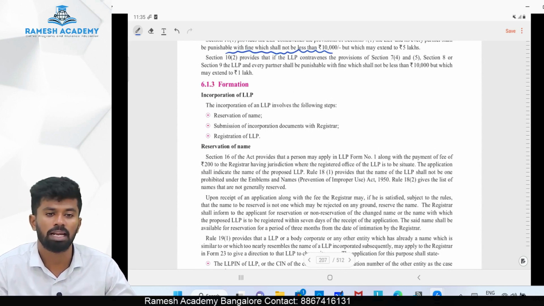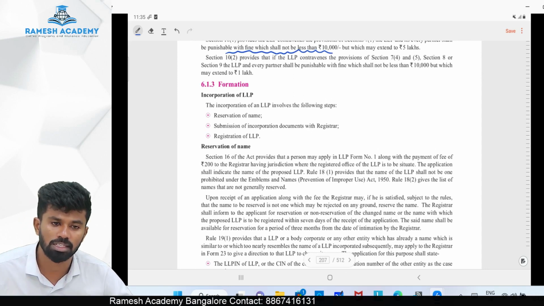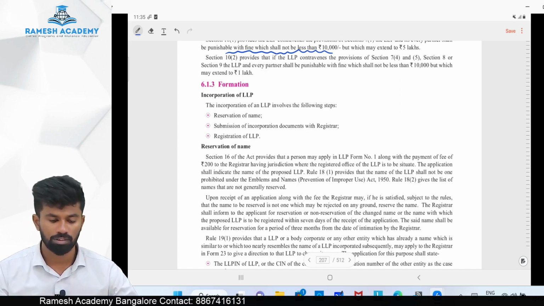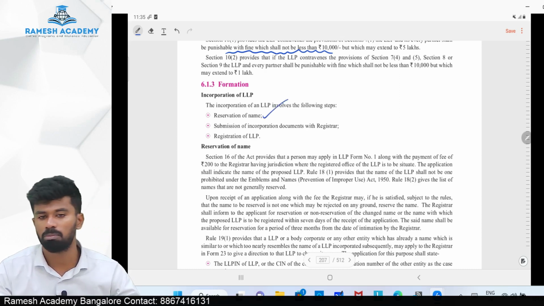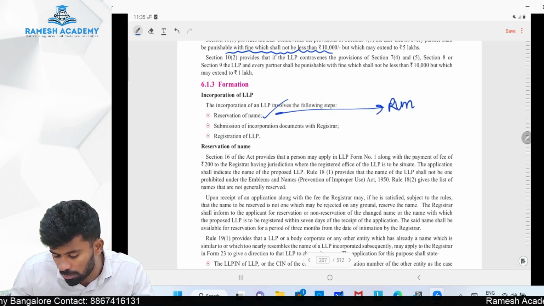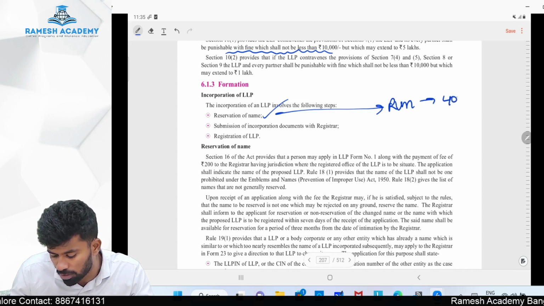Formation of LLP. How to start an LLP? What are the formalities to be complied with for incorporation of an LLP? The very first step is reservation of name, same like companies. We reserve the name by using the form called RUN by paying a fee of, let's say, 400 rupees.